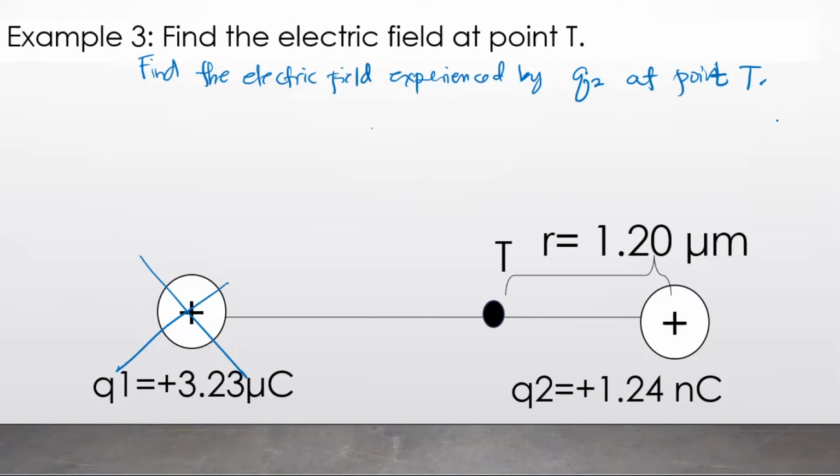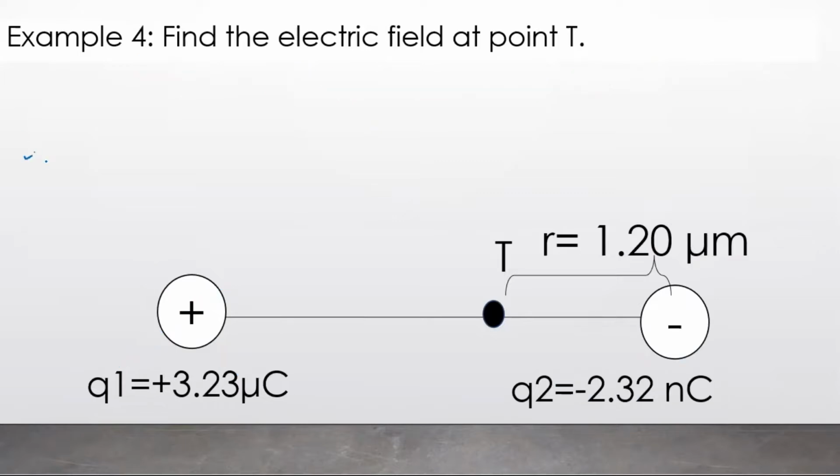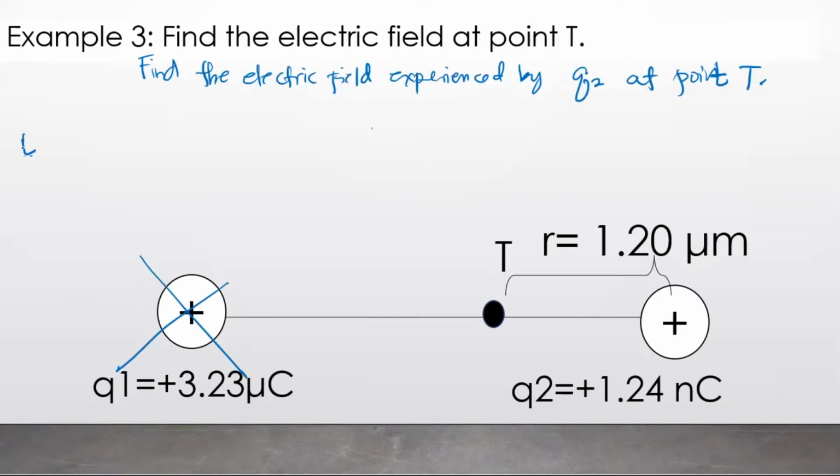So in this given, the distance from point T to Q2 is 1.20 micrometer, and the charge of Q2 is positive 1.24 nanocoulomb. So we can express it using the formula E equals the absolute value of Q2 over R squared.